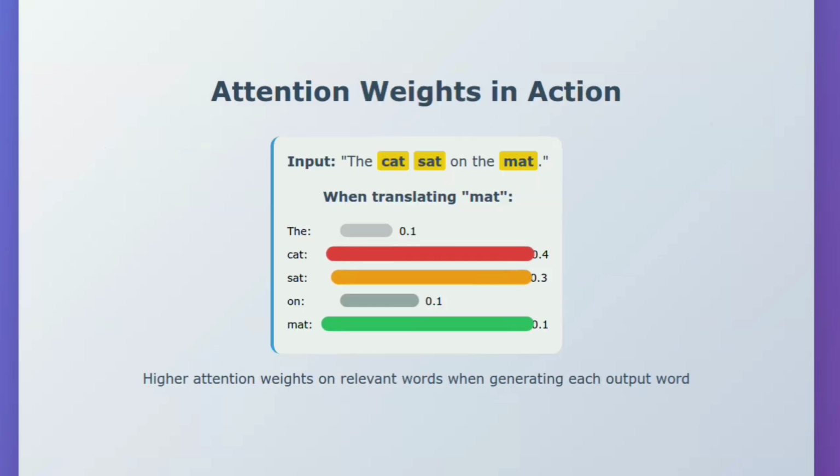Imagine translating, "The cat sat on the mat." When the decoder translates mat, it pays more attention to the words cat and sat in the original sentence. Attention calculates a score for how relevant each encoder hidden state is to the current decoder hidden state, then creates a weighted sum of those encoder states to form a new context vector for the decoder.